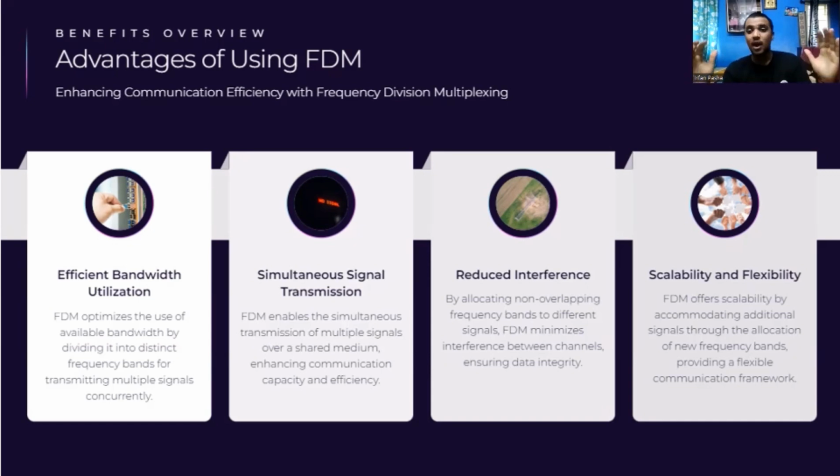That is, for example, from 100 to 200, you can have 100 frequencies in networks. Okay, so efficient utilization of the bandwidth. FDM optimizes the use of available bandwidth by dividing it into distinct frequency bands for transmitting multiple signals concurrently.